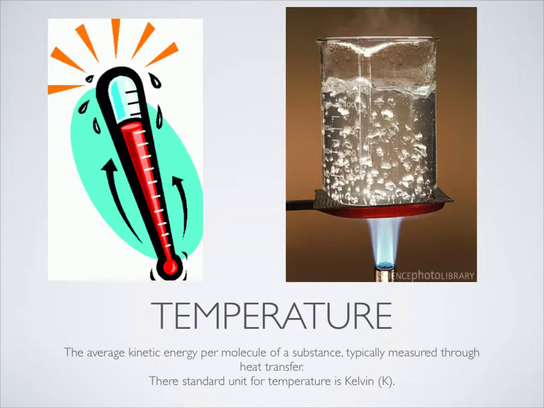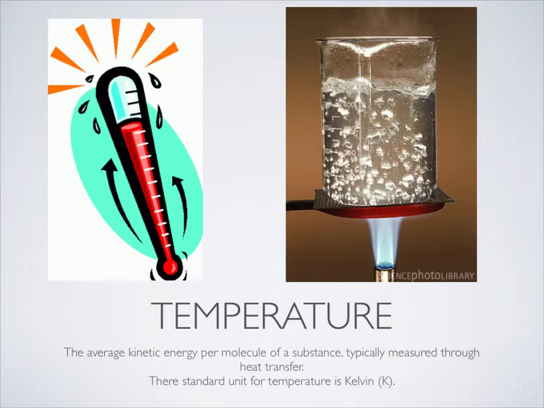Temperature is the average kinetic energy per molecule of a substance, and it's typically measured through heat transfer because we can't take and measure each individual molecule, so we can only get an approximation based on the heat transfer. In the metric system, we do not use Fahrenheit, and believe it or not, we're not even supposed to use Celsius, though we do for our practical purposes because it is scaled more to what we're used to.